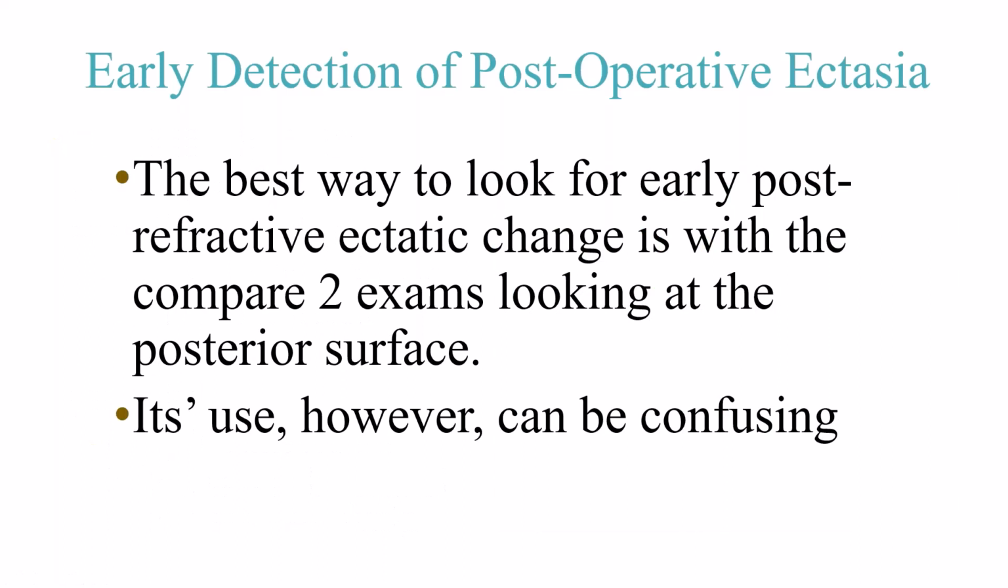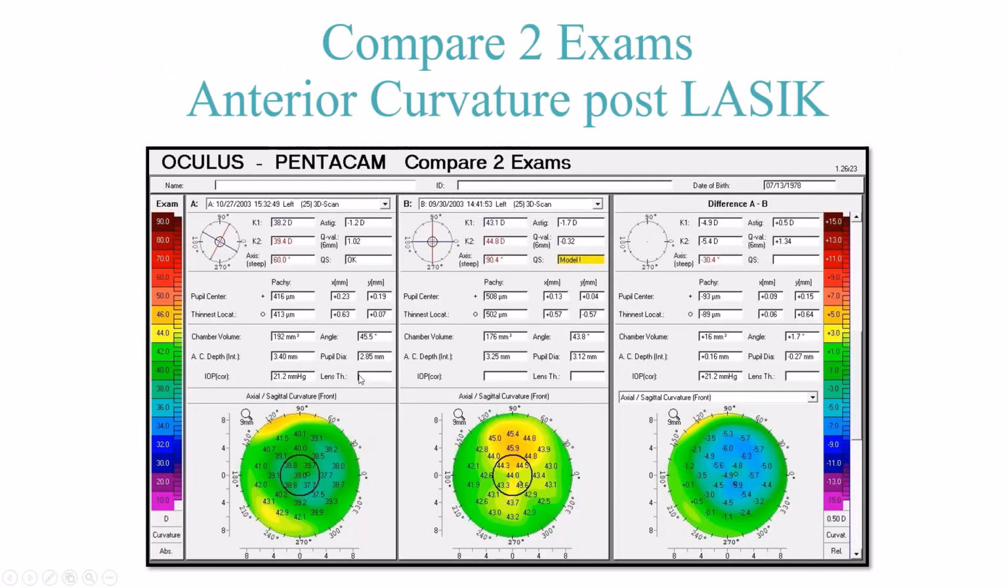The best way to look for early post-refractive ectatic change is a little confusing, and it's with the compare two exams looking at the posterior surface. As I say here, its use, however, can be somewhat confusing. So this is the compare two exams. Here it's curvature. And this is a normal pre-op, post-op, and you can see the flattening effect.